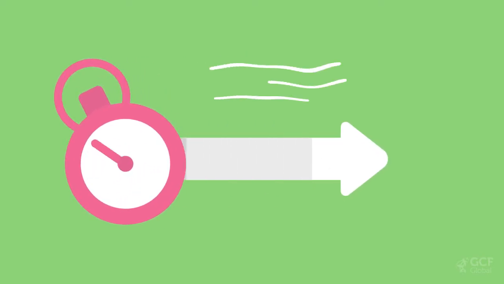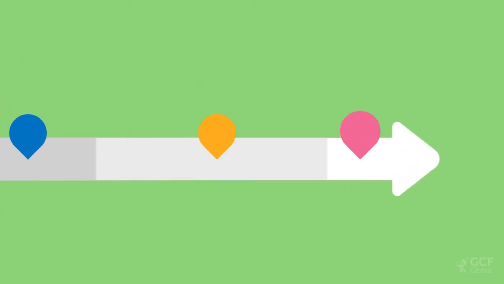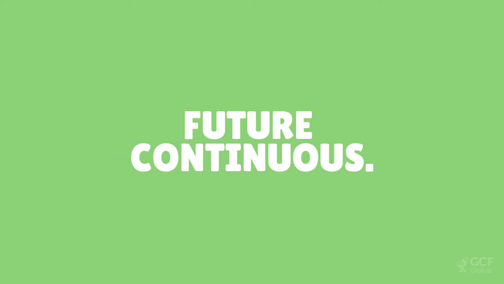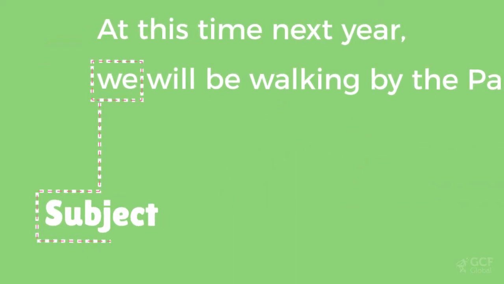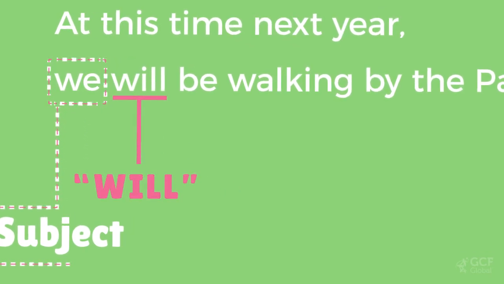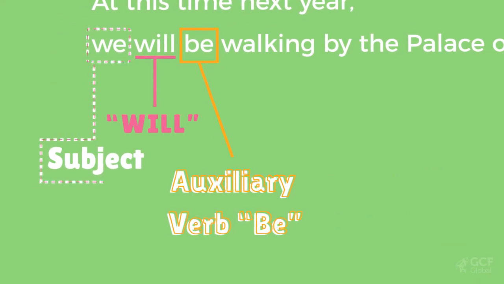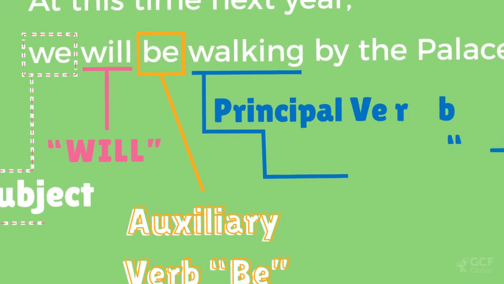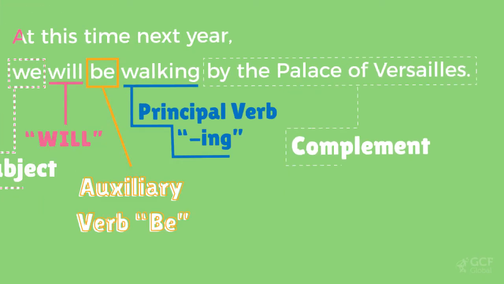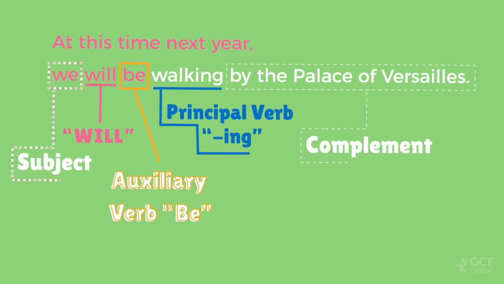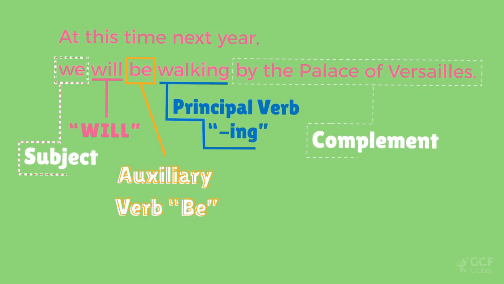If we want to refer to actions or events that will be in progress at a particular time in the future, we should use the future continuous. Its structure is subject, auxiliary verb will, auxiliary verb be infinitive, principal verb with ing, and the complement of the sentences. At this time next year, we will be walking by the Palace of Versailles.